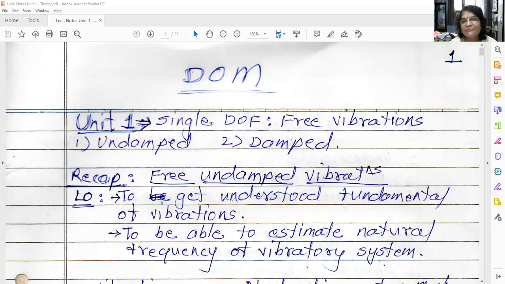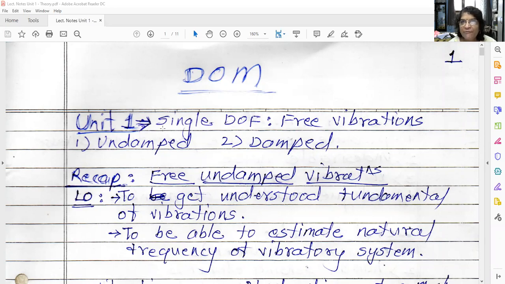You have watched the videos put on our Genomia. That covers the theory of Unit 1. So today we are going to revise those things and solve the problem.